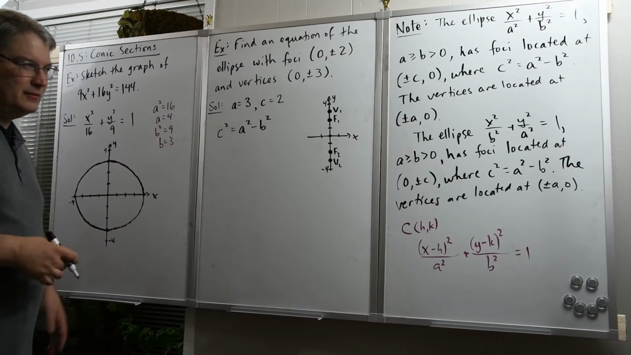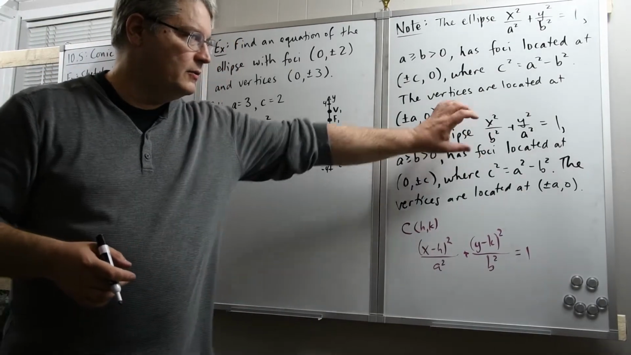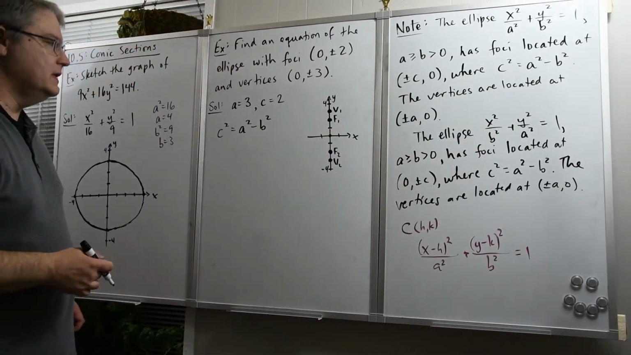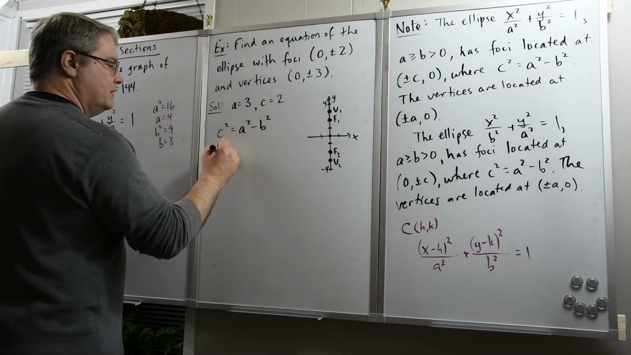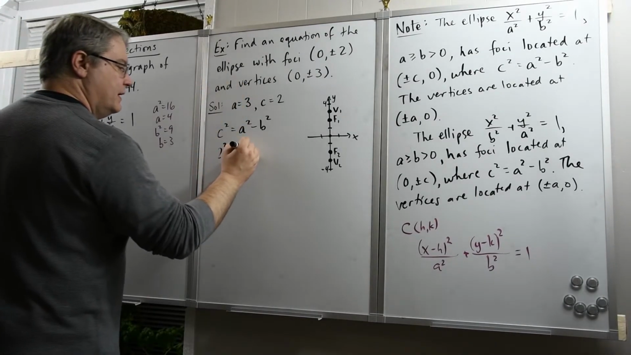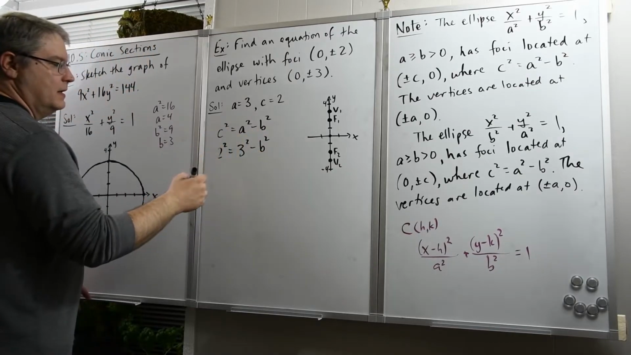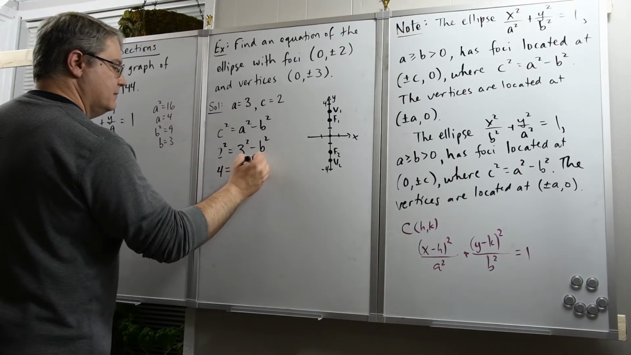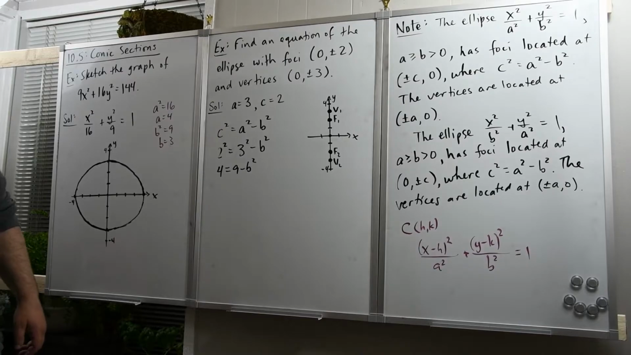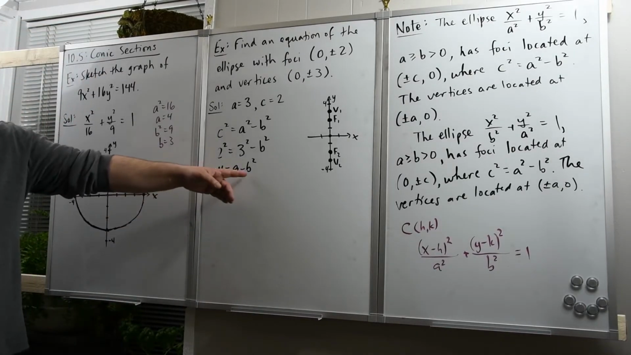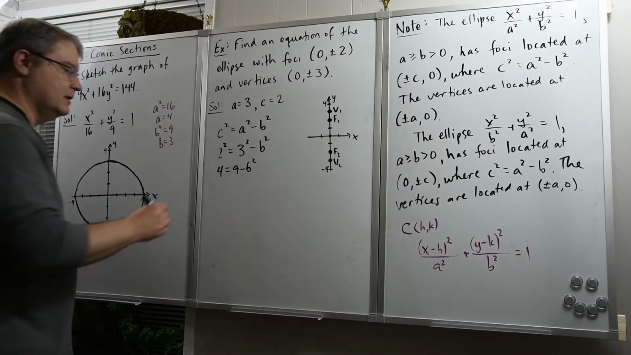But we're really, quite frankly, just interested in what b squared is so that we can plug it into the equation here. So the c squared gives us 2 squared, a squared is 3 squared. That's going to give us 4 is equal to 9 minus b squared. And so with that in mind, your b squared will be 5.